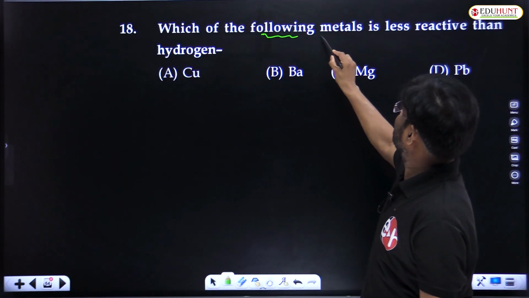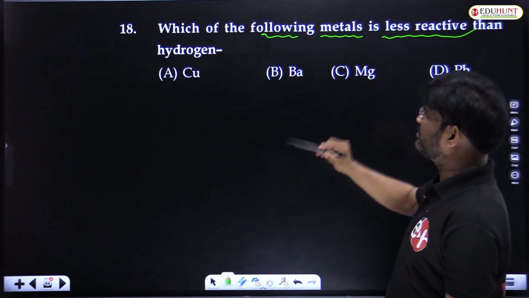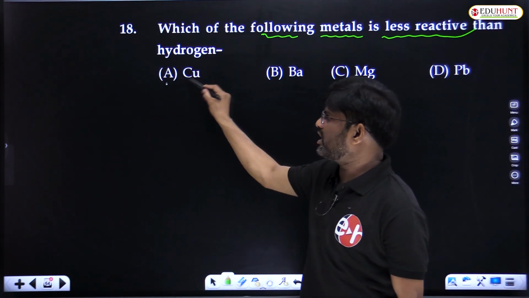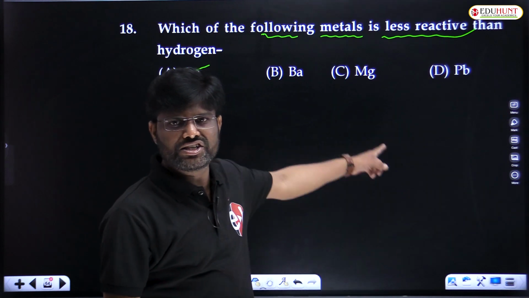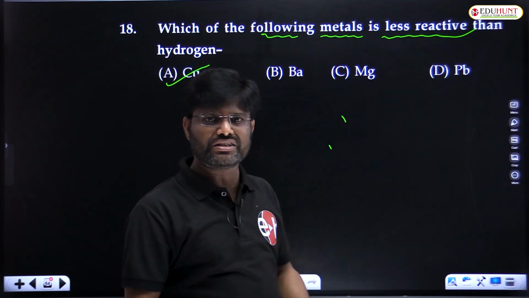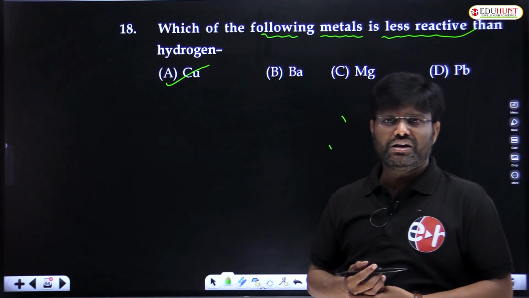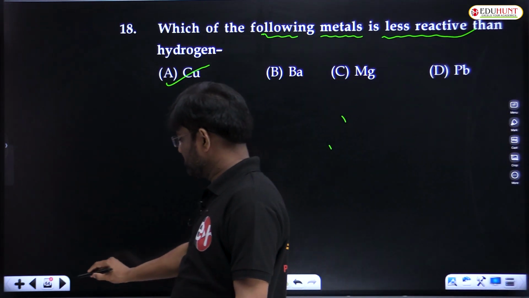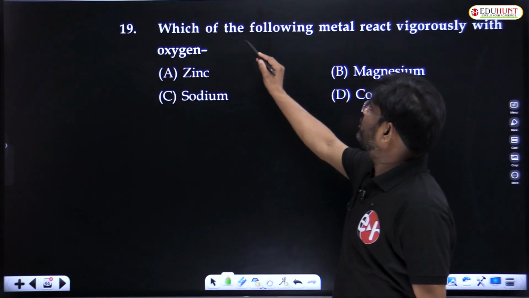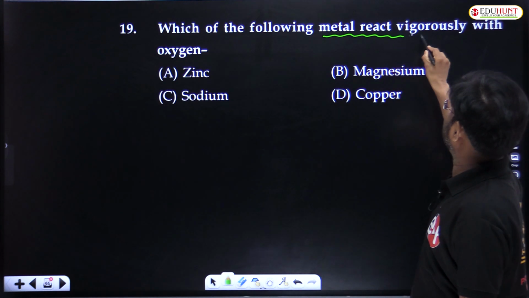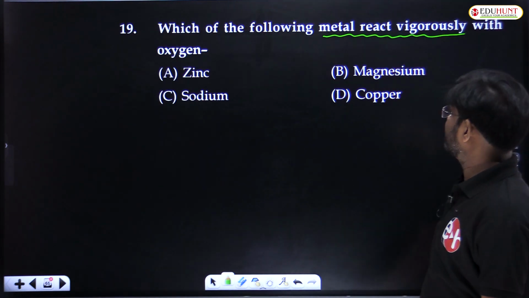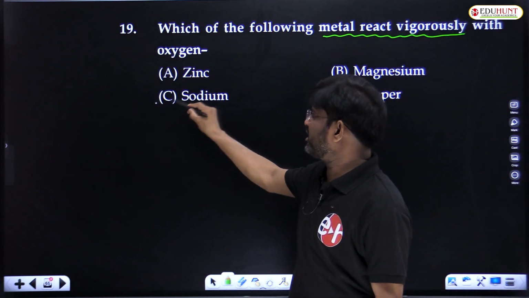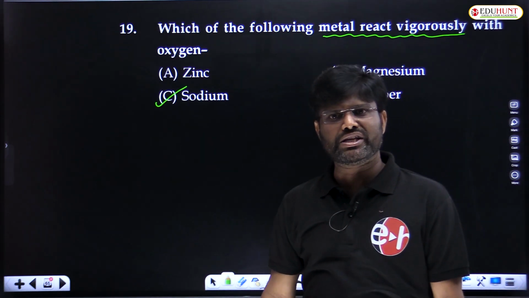Which of the following metal is less reactive? Copper, barium, magnesium, lead. Copper is automatically answer, least reactive. Why is it least reactive? Because according to the reactivity series, copper is less reactive. So answer is first option. Which of the following metal reacts vigorously with oxygen? So vigorously react with oxygen. So that is already conceptual question. Sodium is the answer, C.